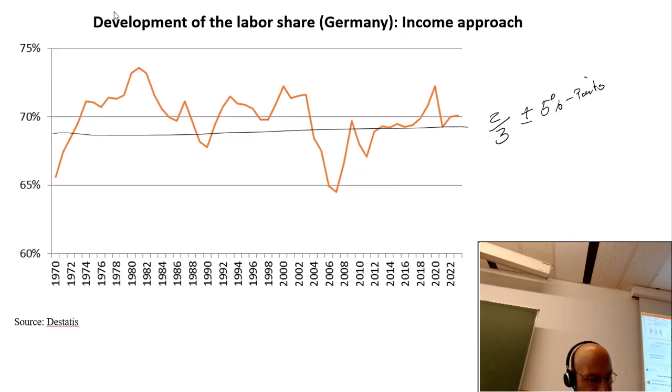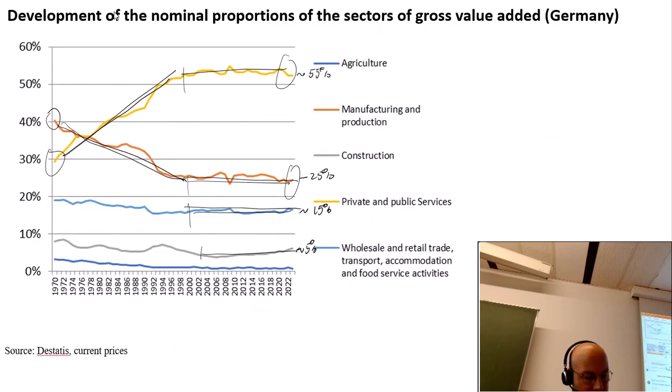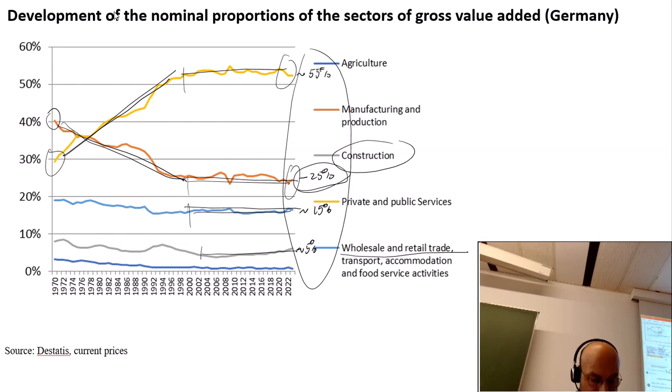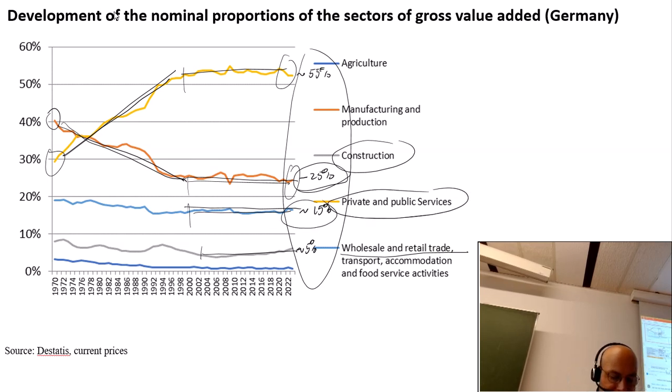And what did we have in the production approach? This was then more or less this picture here. So 55% in the wholesale and retail, roughly 25% in manufacturing, 5% in construction, and 15% in wholesale and 55% in private and public services.